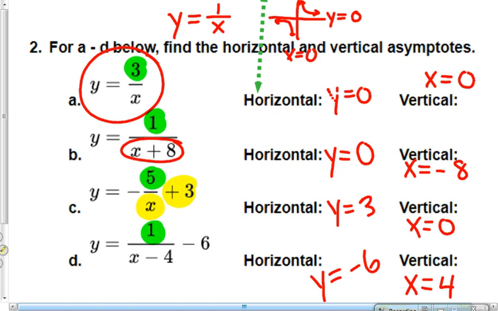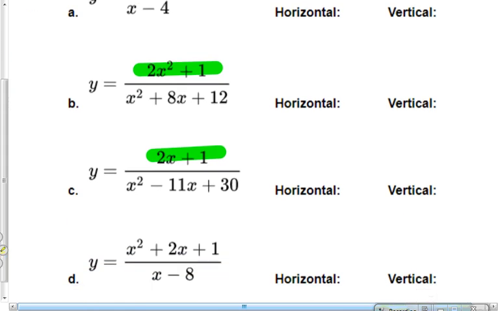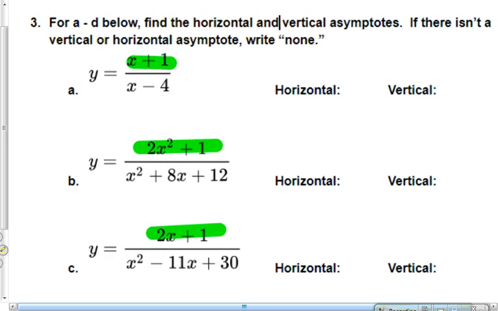When you look at number 3, is that the case? No, the numerators are a lot more complicated, right? So you could figure out the asymptotes by doing long division, or you can use these techniques that we have over here on the board, which say for vertical asymptotes, set your denominator equal to 0 and solve for x. For horizontal asymptotes, you do the top heavy, bottom heavy, and balanced idea.